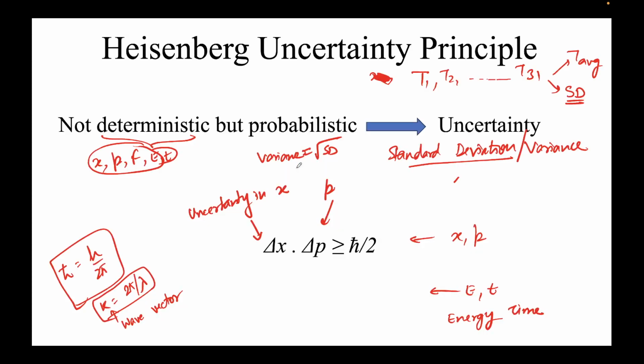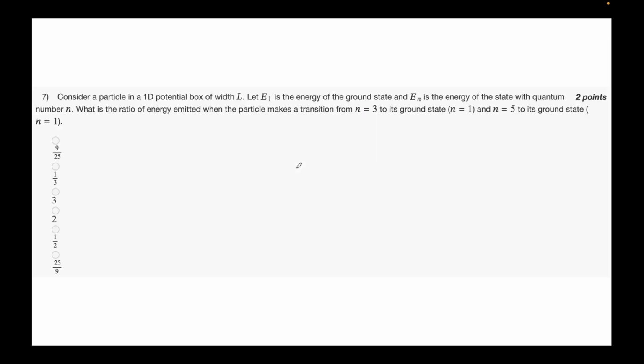Okay, that's Heisenberg, and now we come to the problems. This was covered in class. I mean, the problems are linked to that. In class you must have read about potential wells, right? So here is a problem related to that. It says, consider a particle in a 1D potential box of width L. I'll explain what that means. E1 is the energy of the ground state, and En is the energy of the state with quantum number n. What is the ratio of energy when the particle makes a transition from n equal to 3 to the ground state?